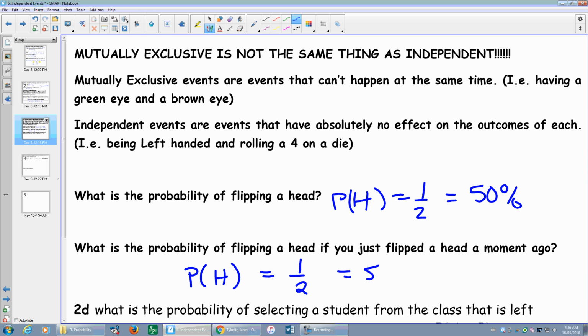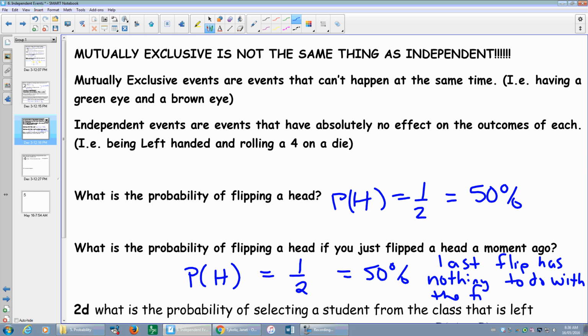The last flip that we just did has no bearing on what we just did. So the last flip has nothing to do with the first flip. Okay, so those events are independent.